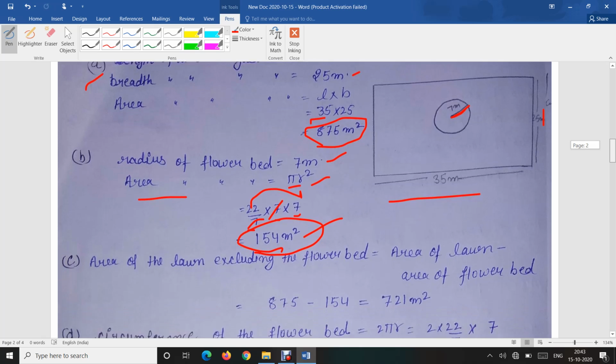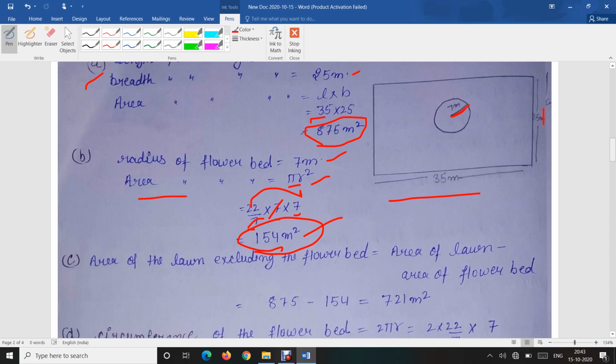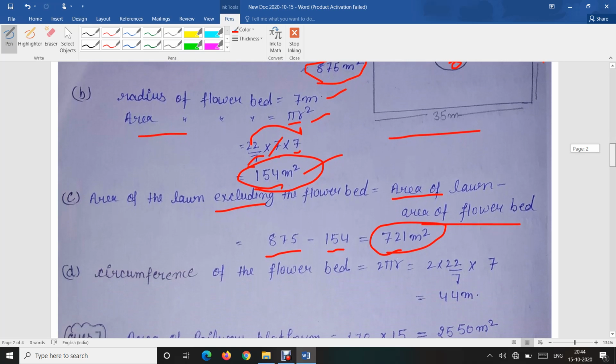Now in part C you are asked that area of the lawn excluding the flower bed. Excluding means you have to remove the area of this flower bed. So you can subtract the area of the flower bed from the area of the rectangular lawn. In this way you can find out the area of the lawn excluding the flower bed. So area of lawn minus area of flower bed, which gives 875 minus 154, which is equal to 721 meters square. This is the area of the lawn excluding the flower bed.